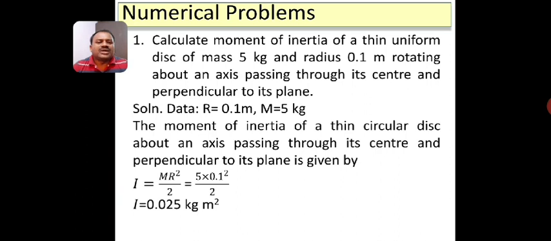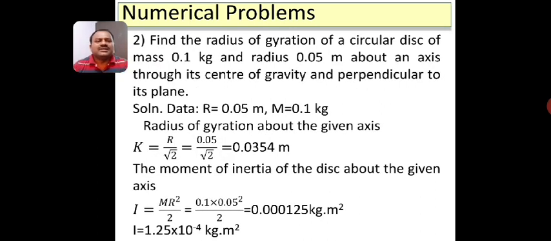So 0.1, if you square it, becomes 0.01. 0.01 into 5 gives us 0.05. If you divide it by 2, you can use a calculator for this, you will get 0.025 kg meter square as the moment of inertia of a thin circular disk.